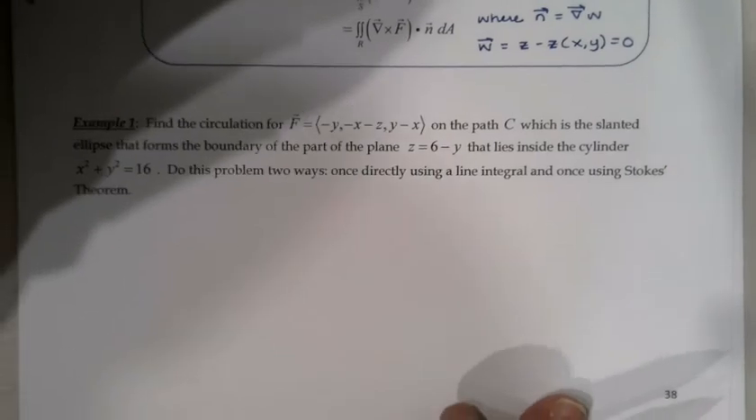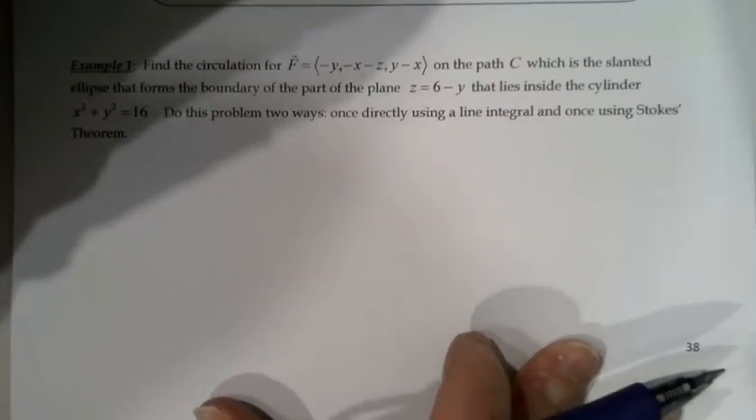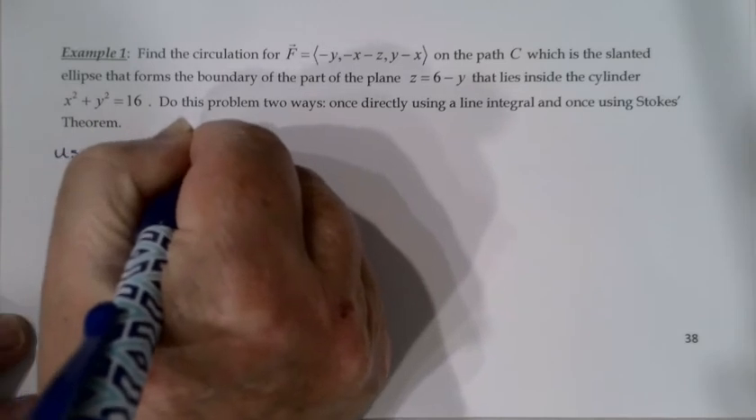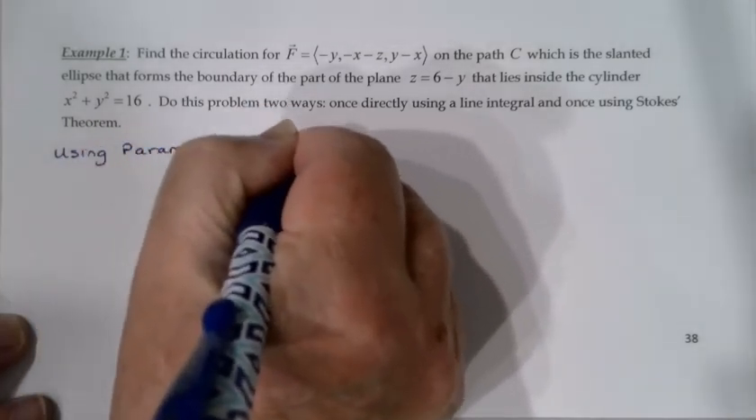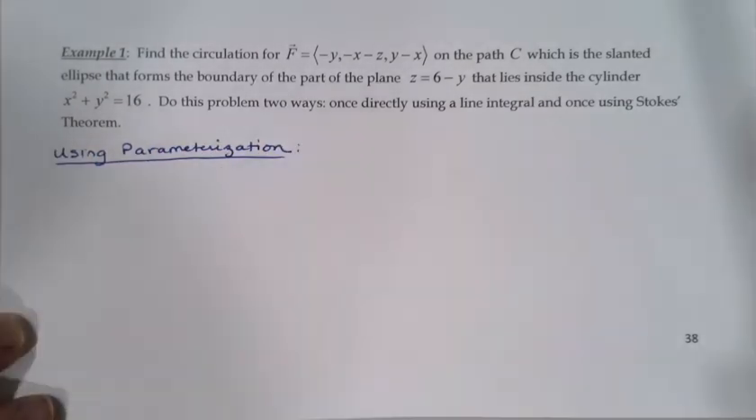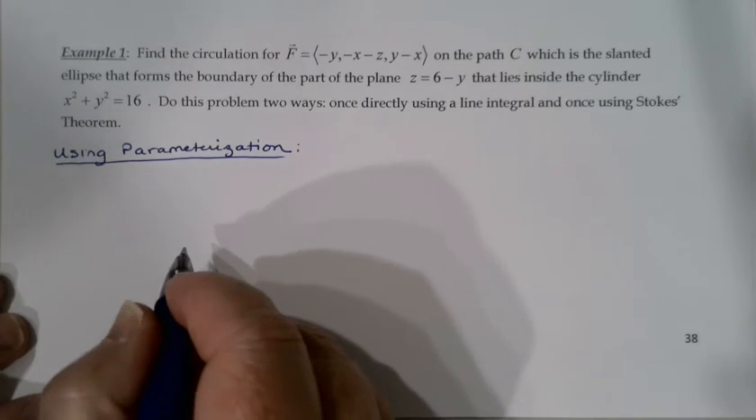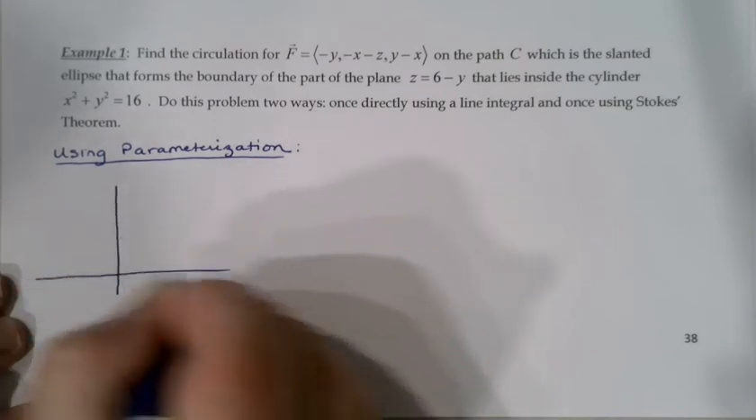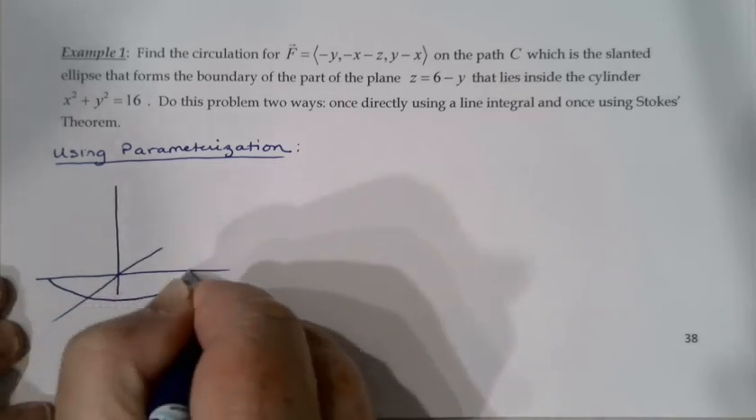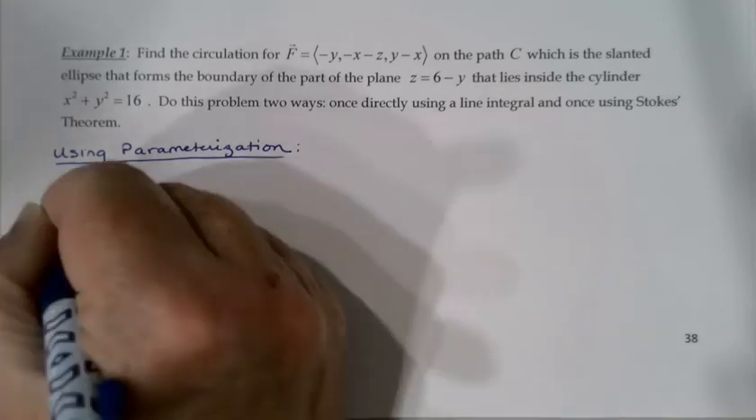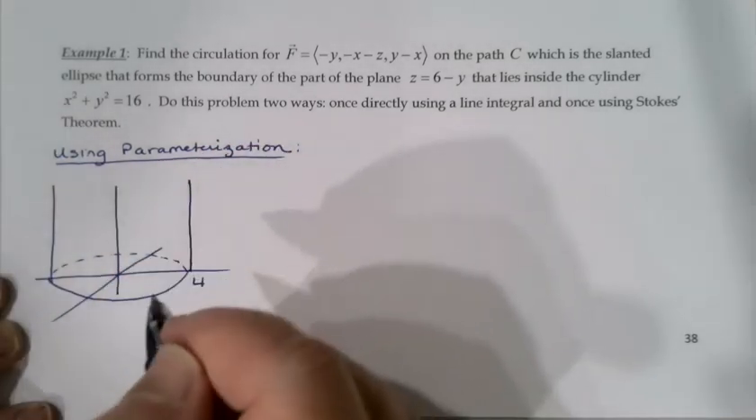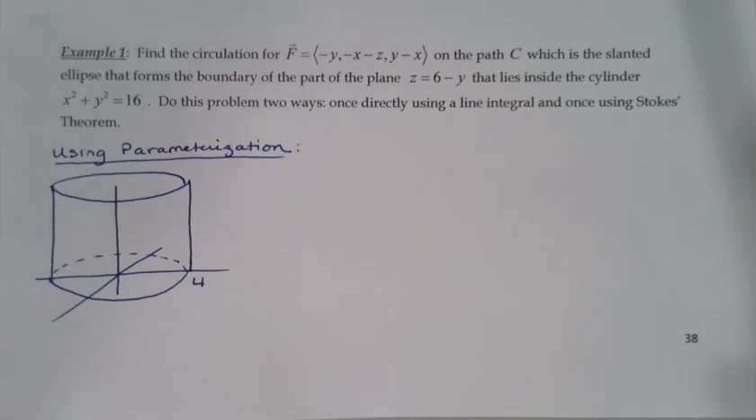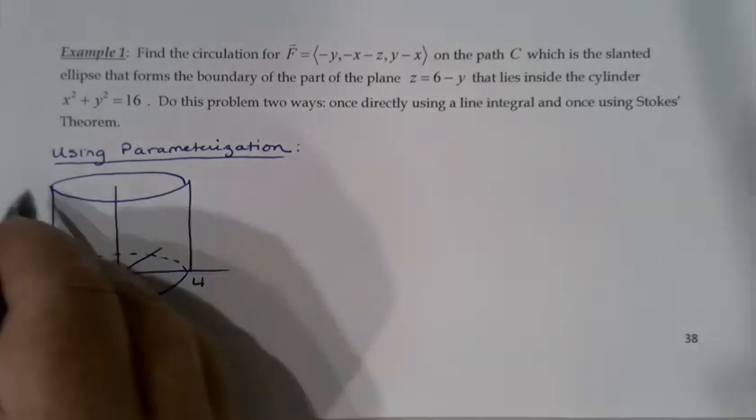So I'm going to start with our familiar method, and then we'll go back and try the new method with Stokes' Theorem. So, using the old-fashioned way, parameterization. First of all, what does this thing look like? We have to be inside this cylinder of radius 4. So let me just sketch the cylinder first, and then I want the plane z = 6 - y cutting through that.